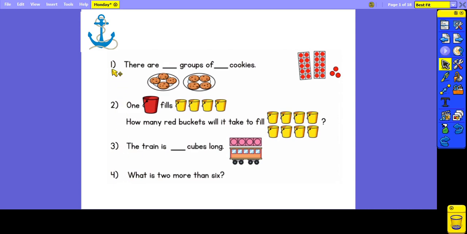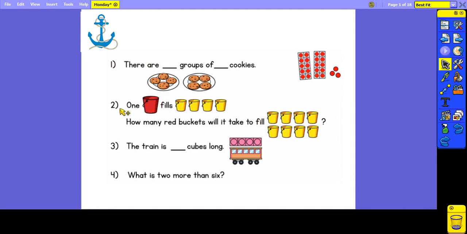So question 1 says there are something groups of something cookies. For the first part, you need to count how many groups there are, and then for the second part, how many cookies there are in each group.